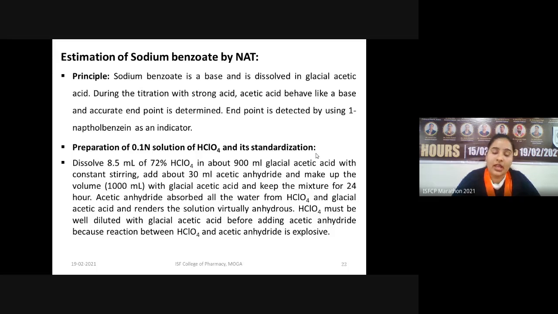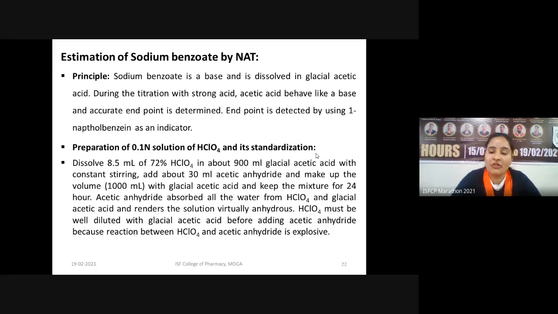Acetic anhydride is added so that all the water content which is present in glacial acetic acid or perchloric acid can be consumed by reacting with acetic anhydride. On the reaction of acetic anhydride with water, we will again get acetic acid which will act as a solvent. And then after the addition of acetic anhydride, we will make the volume up to 1000 ml with further addition of glacial acetic acid. We keep this flask for 24 hours so that complete reaction can take place. All the acetic anhydride which we have added can be consumed by reacting with water.